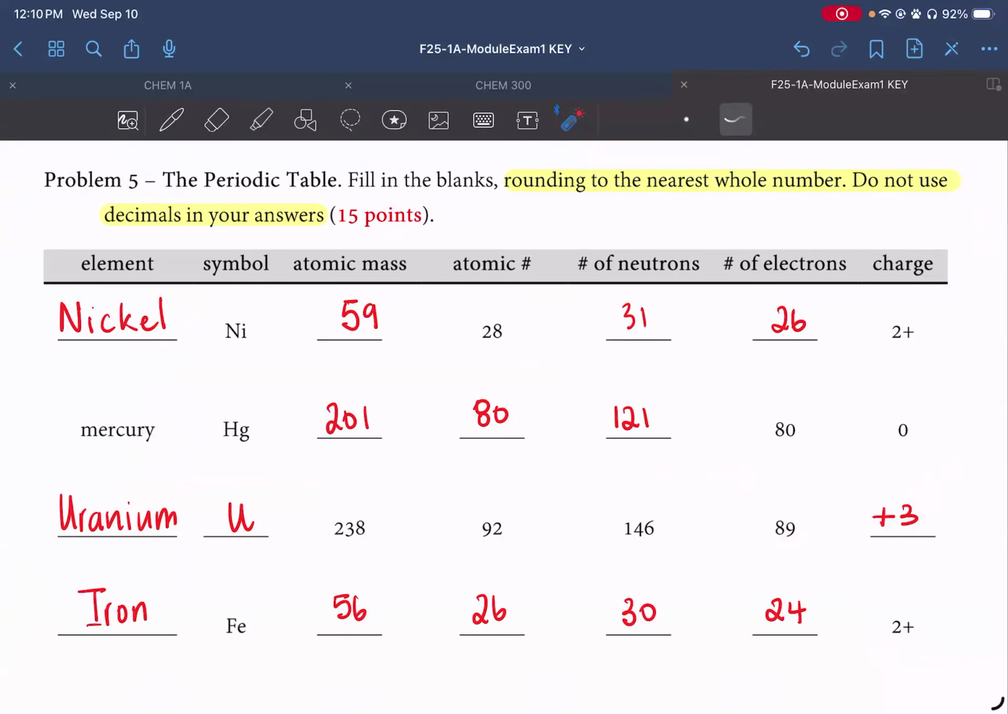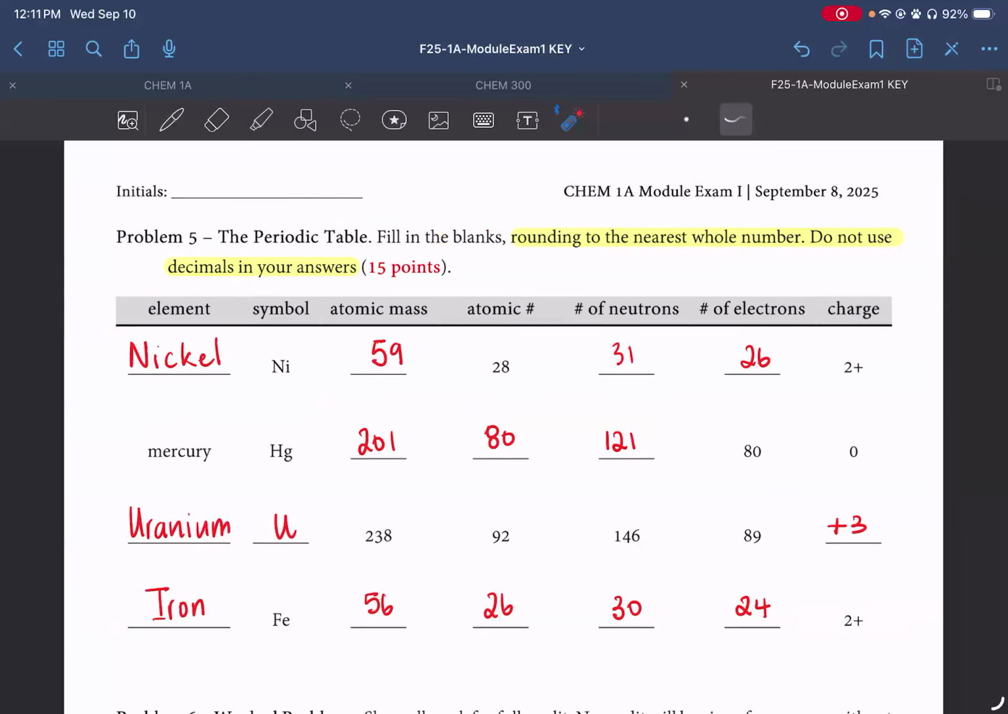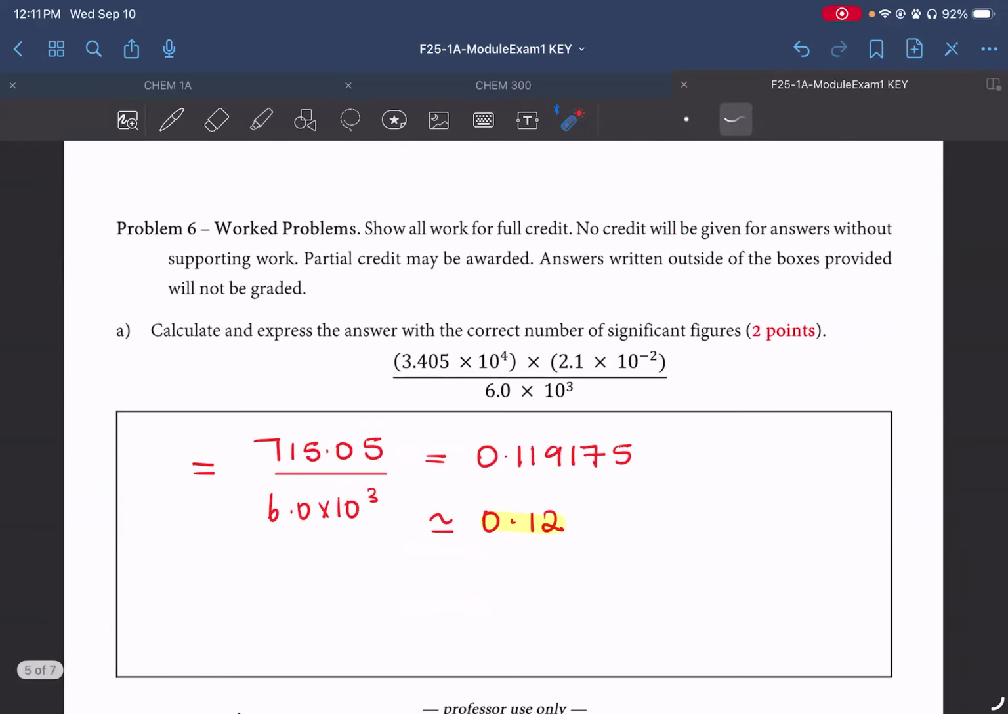The other issue I saw was an improper rounding. Now, mercury, according to the periodic table, is 200.59. This one rounded is 201. If you had written 200, I would have given you half credit, or I would have taken off a full point, again, if it occurred multiple times. But these were just very small mistakes. I think the average for this question was 13 out of 15. Very good performing section, the worked problems.